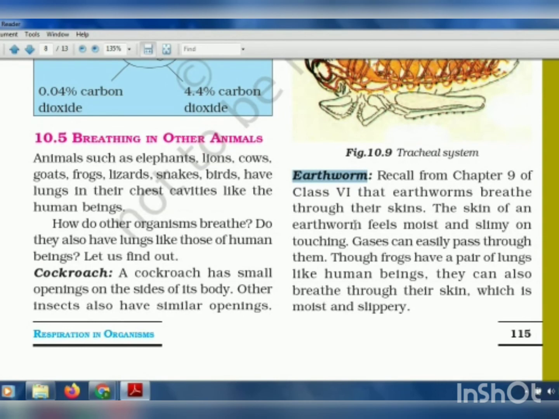Now, similarly, the frogs also breathe through their skin. So, frogs have two ways of breathing. One is through their skin, and the other is through their pair of lungs. Like us, they also have a pair of lungs through which they can breathe. So, they can breathe through skin and also through their pair of lungs. This is because they are amphibians. They sometimes live in water and sometimes live on land. So that is why in their body they have two ways of breathing.